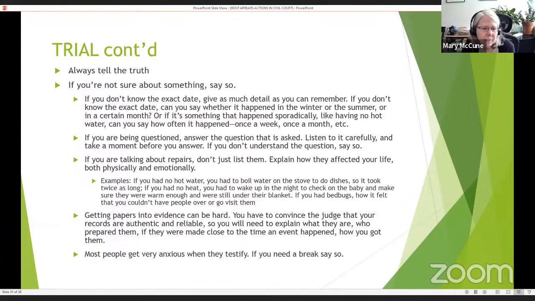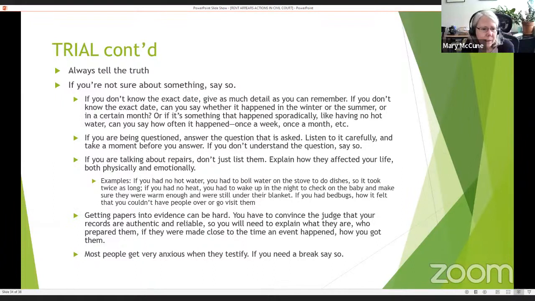Getting documents into evidence can be really hard. You have to convince the judge that your records are authentic and reliable. So you're going to need to explain what they are, who prepared them, if they were made close to the time something happened, how you got them.